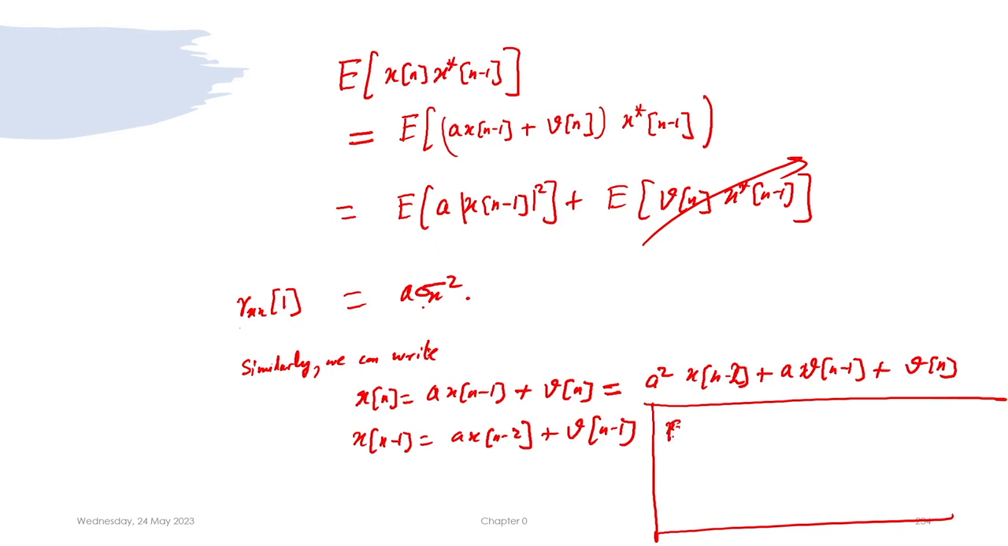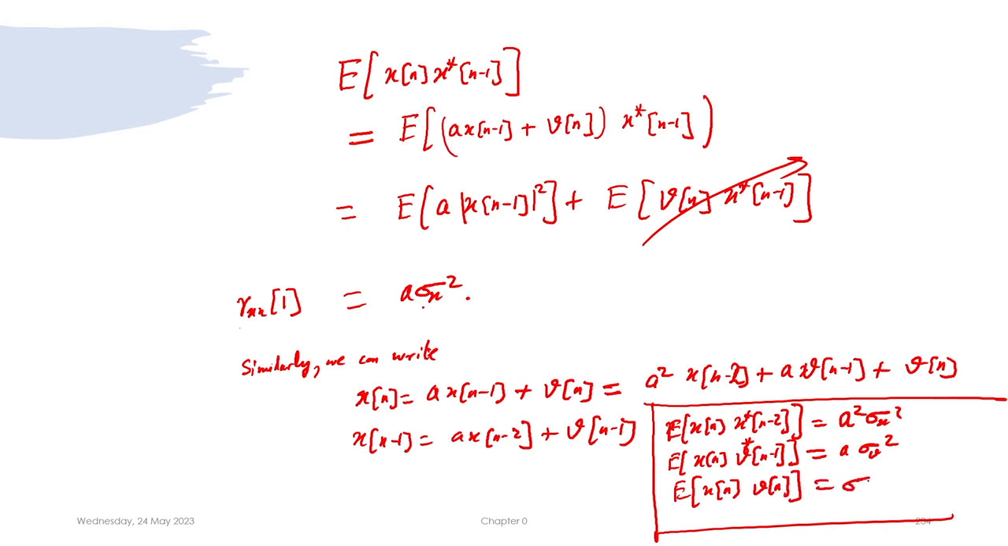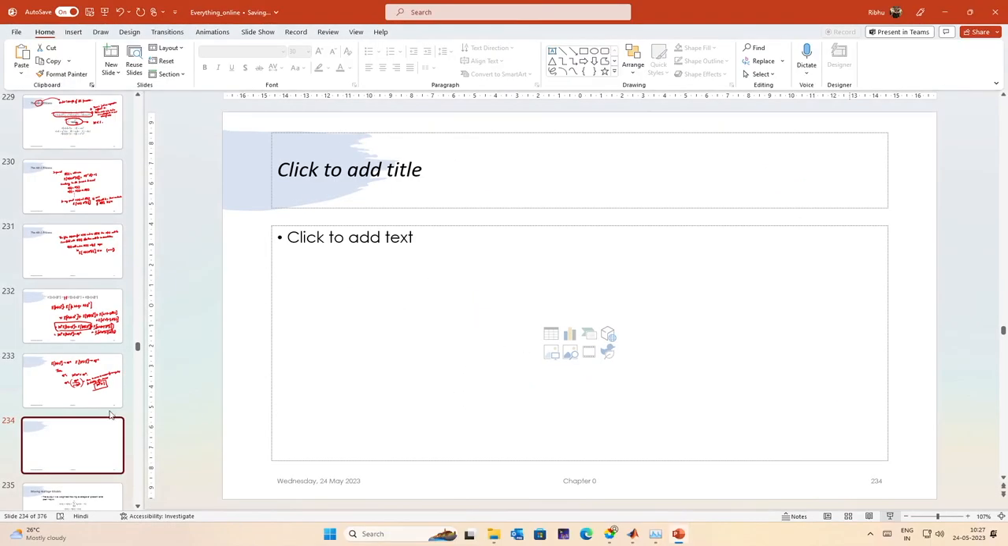So, the expected value of xn times x(n-2) can be shown to be a square sigma x square, and the expected value of xn vn-1 is zero, while the expected value of xn vn is sigma v square. This is it. So, in general, this gives us another set of results that we will verify soon enough, to work with autoregressive processes.